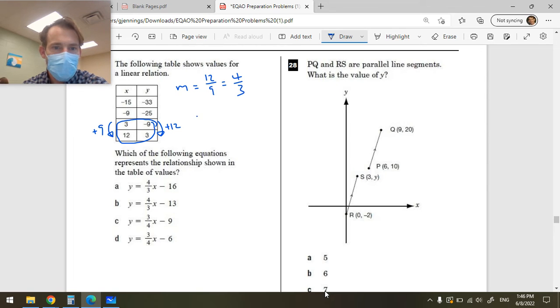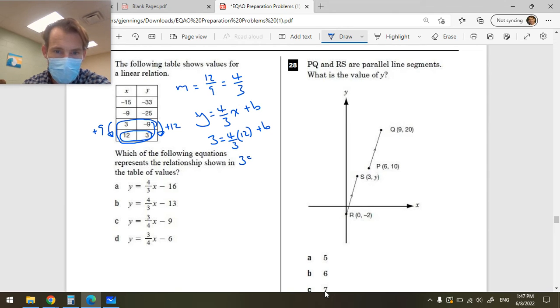And then to find b, you say y is equal to 4/3, you just put in your m, multiply by x, plus some value b. And then substitute one of these points in for b. We're going to choose the positive point. We could choose any of them. They all work. So when y is 3, we have 4 over 3 multiplied by x is 12, plus some value b that makes it true. 4/3 of 12 is 16, because a third of 12 is 4, and 4 times 4 is 16.